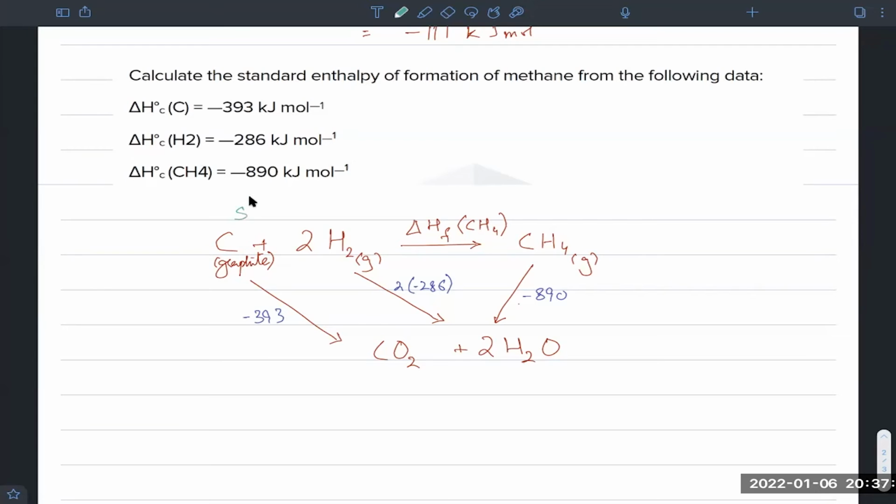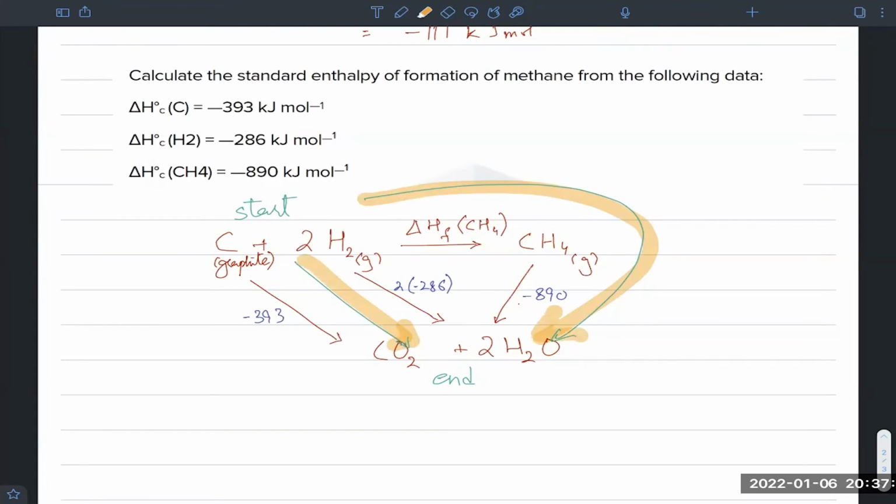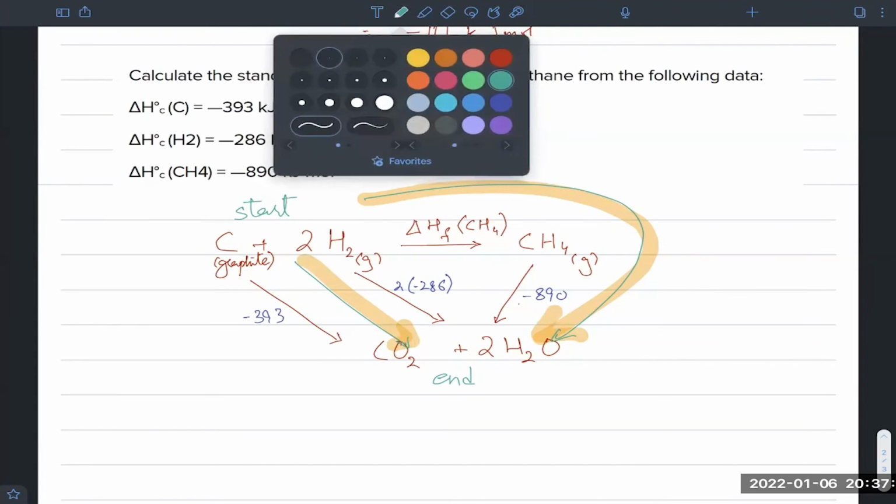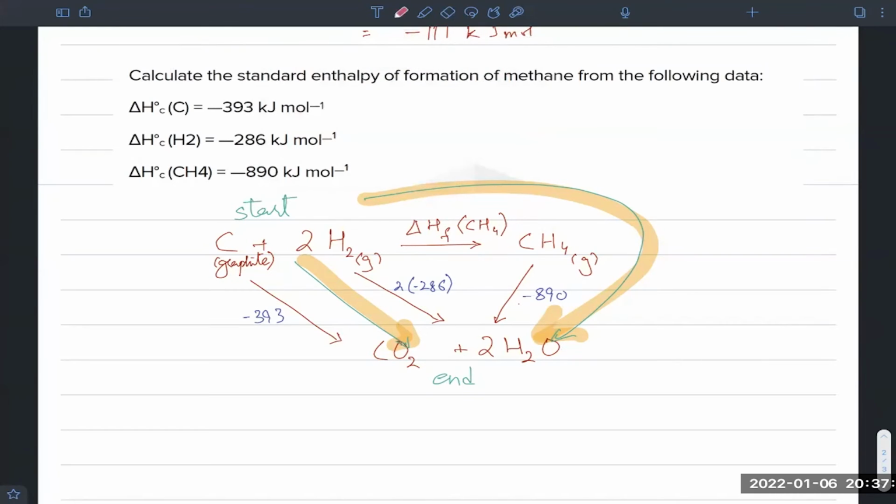So let's start with this. Okay, so she's saying start with carbon. Okay, and let's pick anything as the ending point. Maybe pick this as the ending point. All right, so my direct path is this one, and my indirect path is this one. So let me just put the values in there. According to my direct path, minus 393 plus 2 times minus 286 should equal the delta H formation of methane plus minus 890.